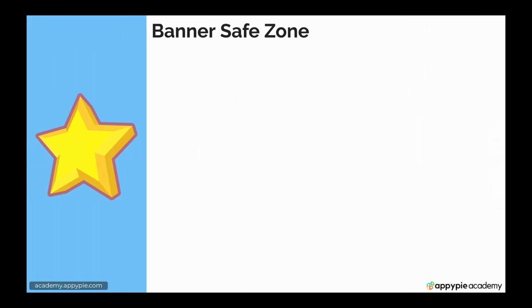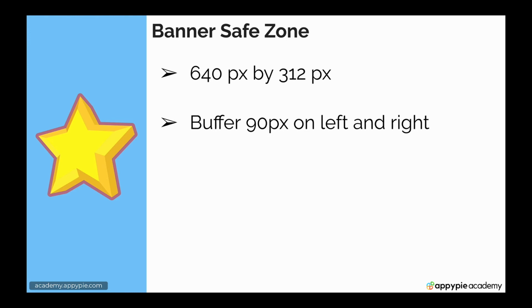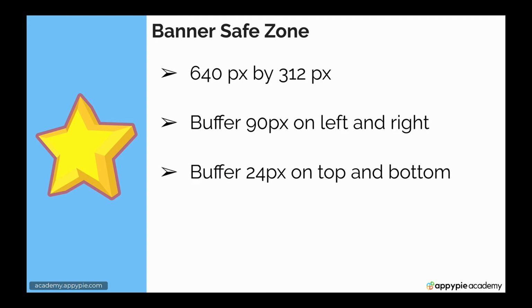So let's talk about the banner safe zone. It's typically 640 pixels by 312 pixels. That's where you can feel good about whatever's in there. It's not going to get cut off. The typical cutoff that's going to happen is approximately 90 pixels on the left and to the right, if on mobile, and approximately 24 pixels on the top and bottom.